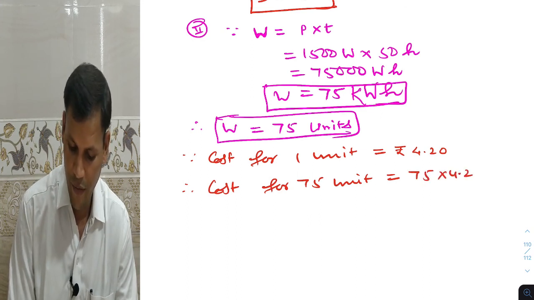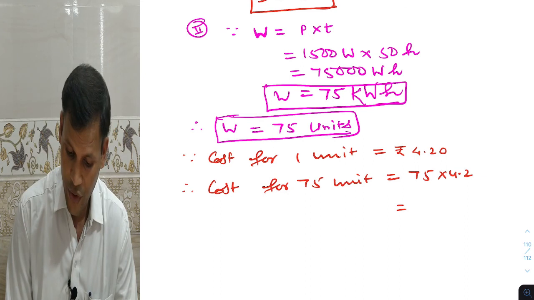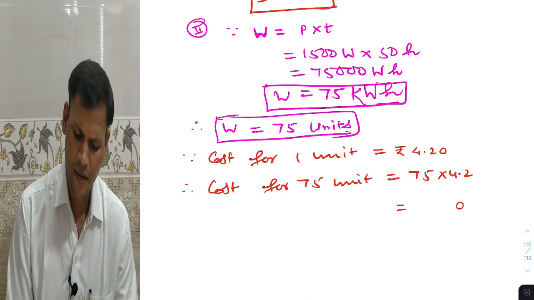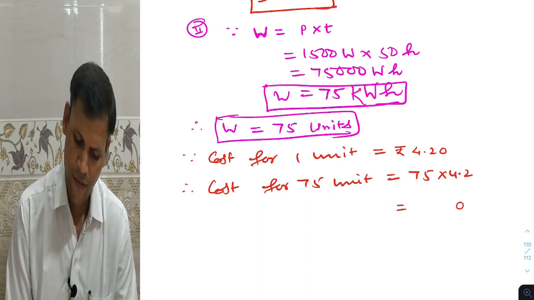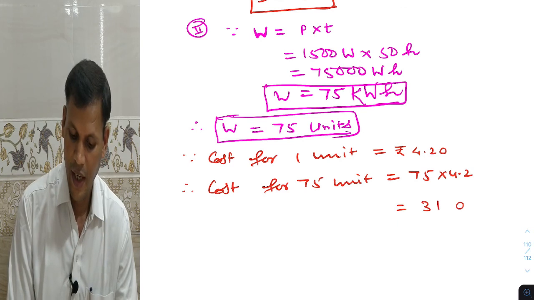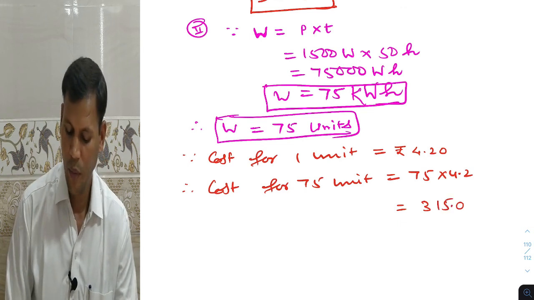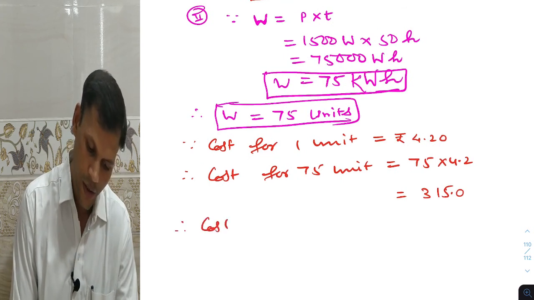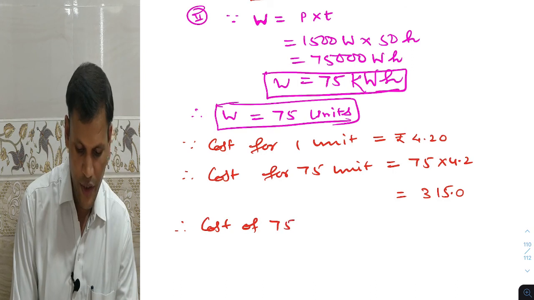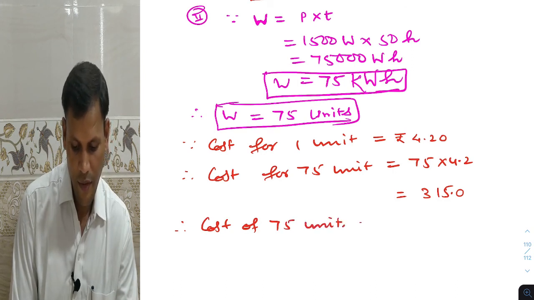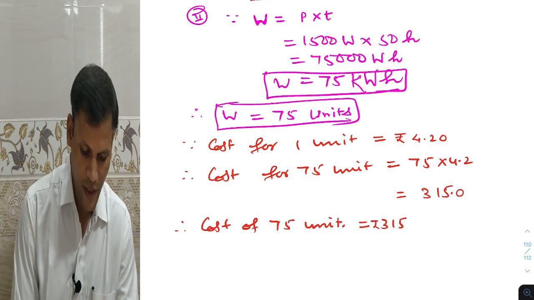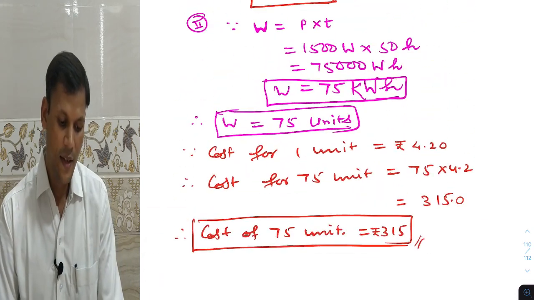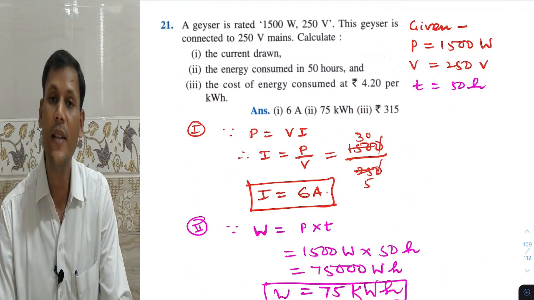So 75 twos are 150, 0, 15, 75 fours are 300, 315, and decimal at one place. So we get, therefore, cost of 75 units will be 315 rupees. Okay, so this is the end of the numericals of this part.